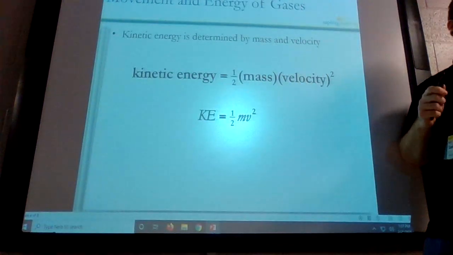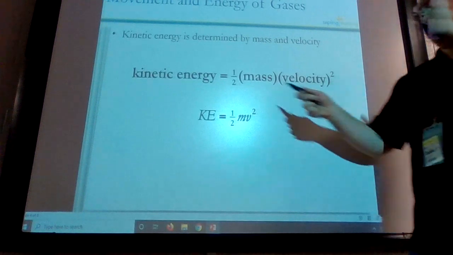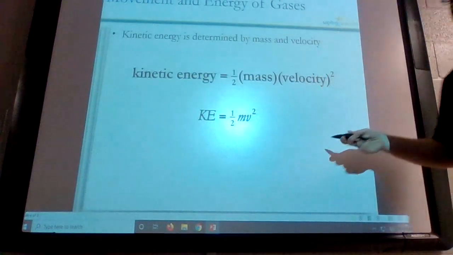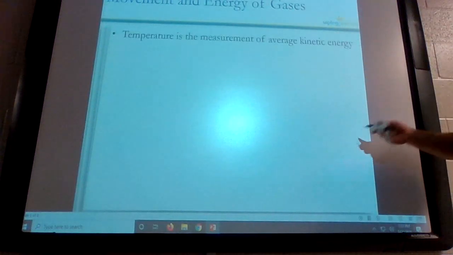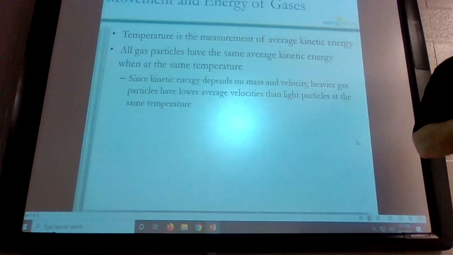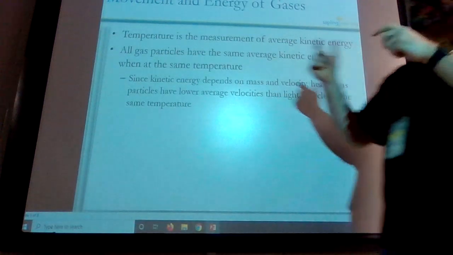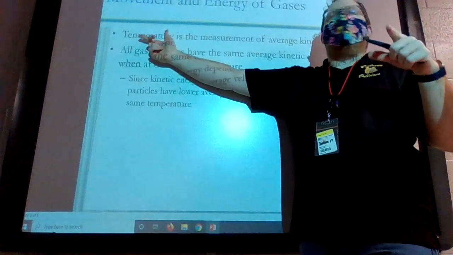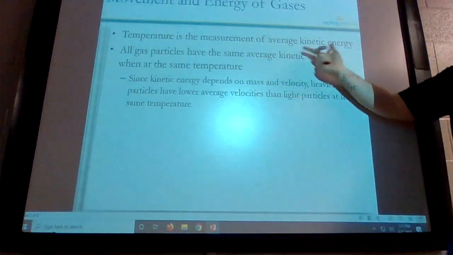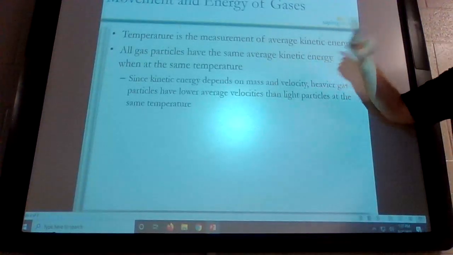So lighter things will go faster, bigger things will go slower, but kinetic energy kind of takes everything into account. Now, what's the big deal? What are we getting at here? Temperature is what we're getting at here. Temperature is the measurement of average kinetic energy or how much you're moving.